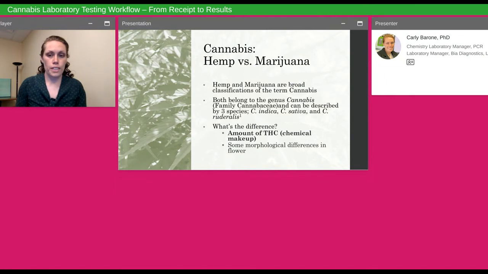One term I will be using throughout this presentation is cannabis, and this includes both hemp and marijuana. Both belong to the genus Cannabis and can be described by three species: indica, sativa, and ruderalis. So what's the main difference between the two? There's some morphological differences in the flower. Basically, it's a difference in the amount of THC or chemical makeup of those plants. And federally, hemp is described as being less than 0.3% delta-9 THC based on dry weight.